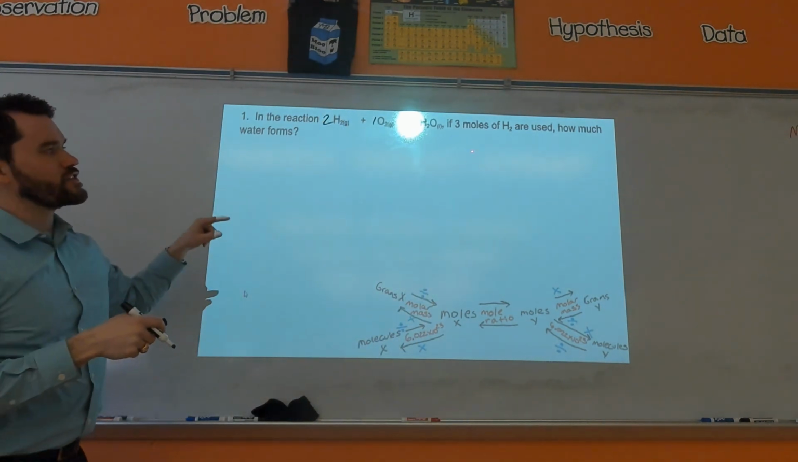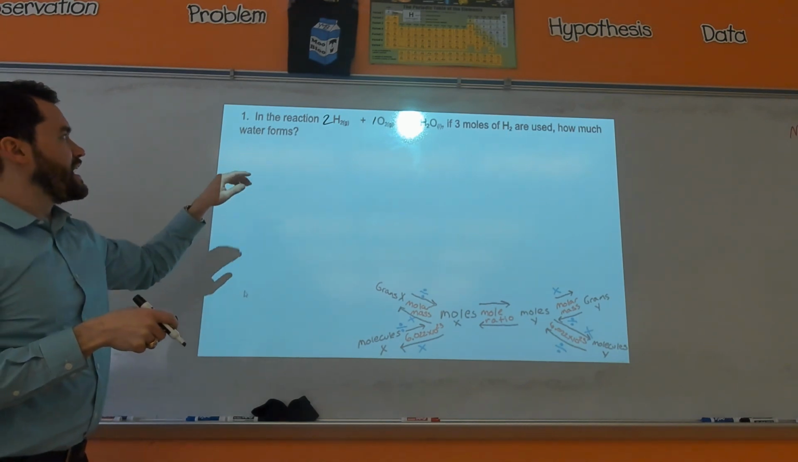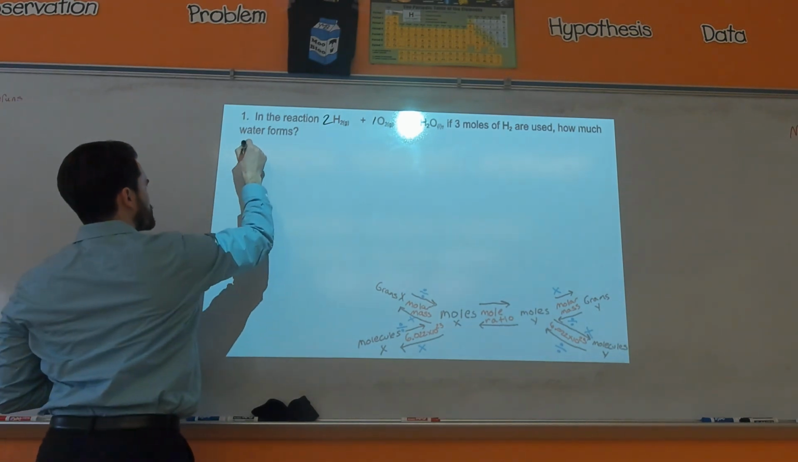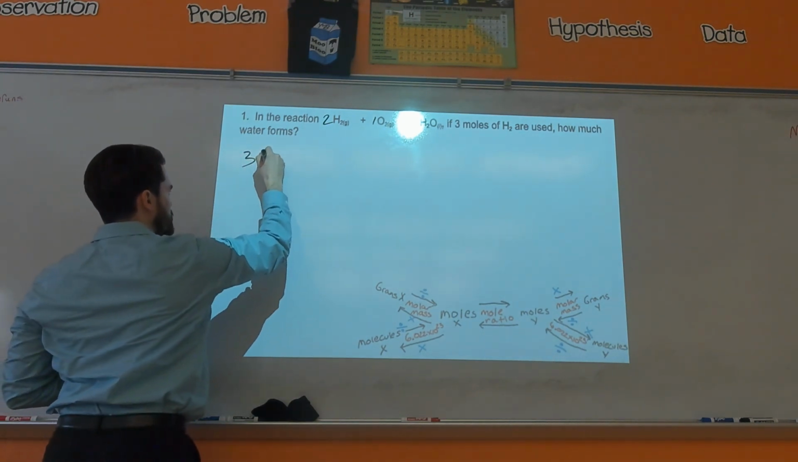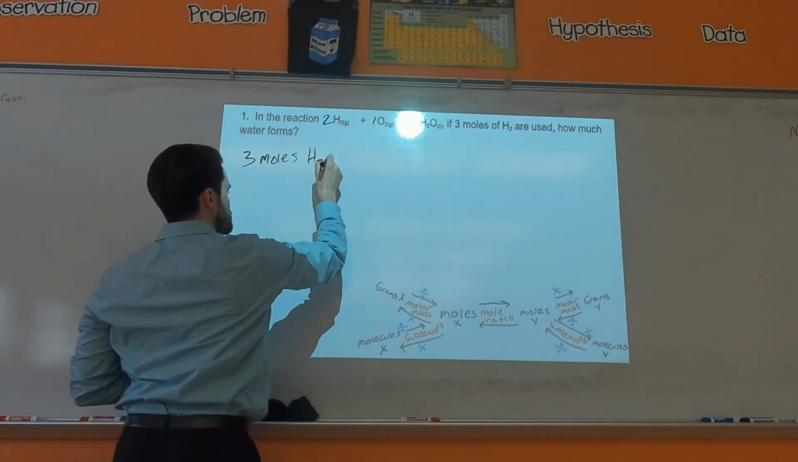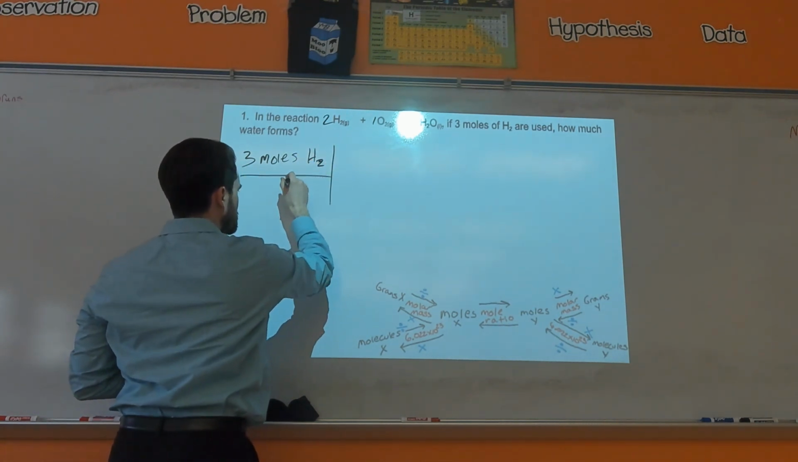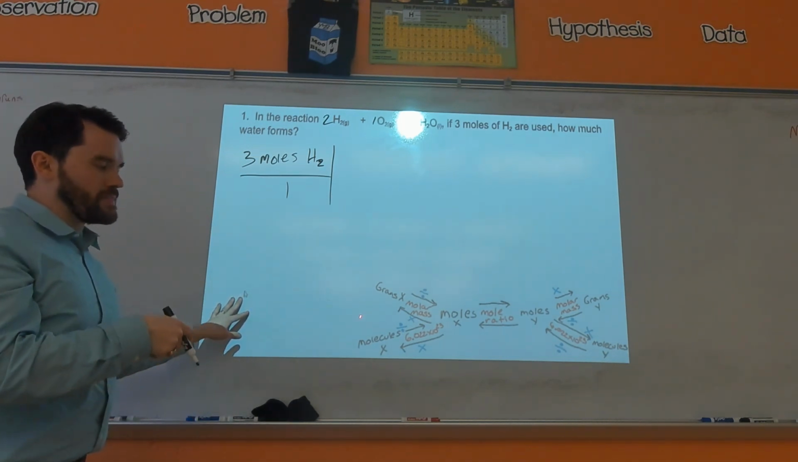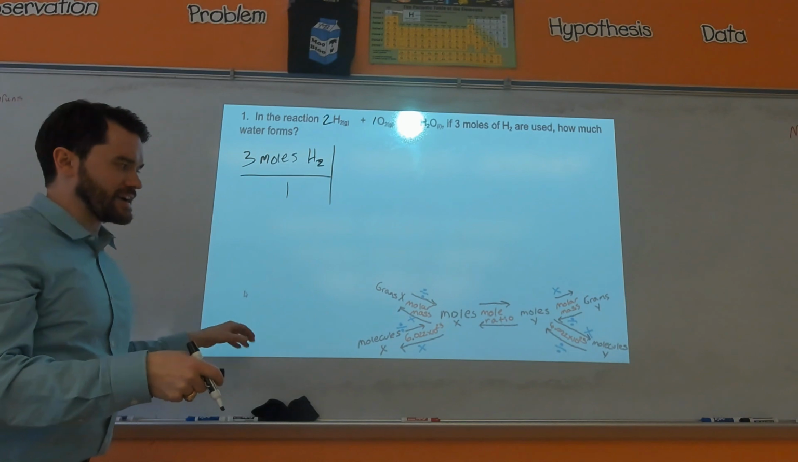And then they ask us, if 3 moles of H2 are used, how much water forms? Well, always start with what you know, like what you did with the moles. We know we have 3 moles of H2. And you can put it over 1 if you would like. And then we have this stoichiometry map that we're going to be using throughout the entire unit.